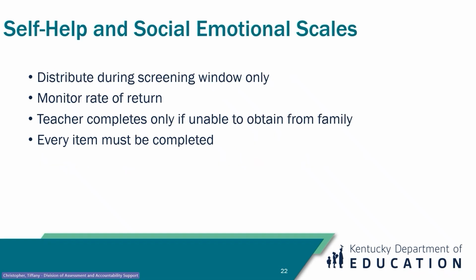You can provide the self-help and social and emotional forms to parents, or you can complete the self-help and social and emotional scales through an interview if you think that would be more productive. The script is in your training manual. Carefully monitor your return rate to complete during the screening window. Keep a list of those students who haven't turned this in, and it is important to administer this during the window. If after multiple attempts to collect you still don't have this, the teacher may complete it. Please ensure that each item has a response.